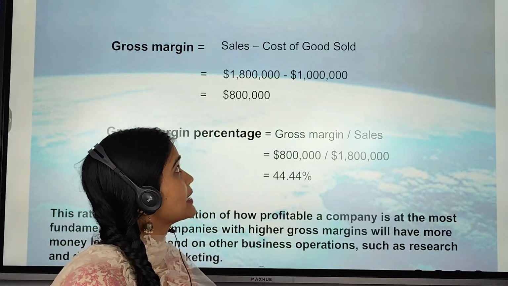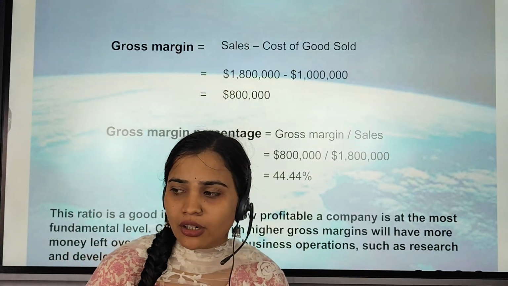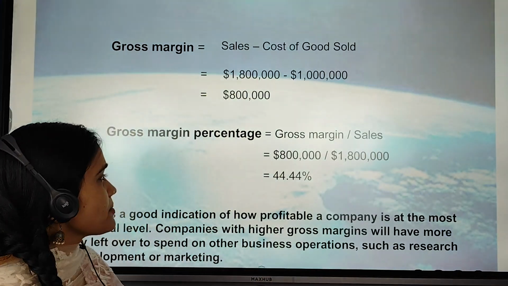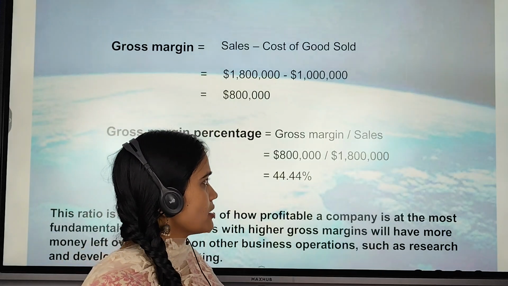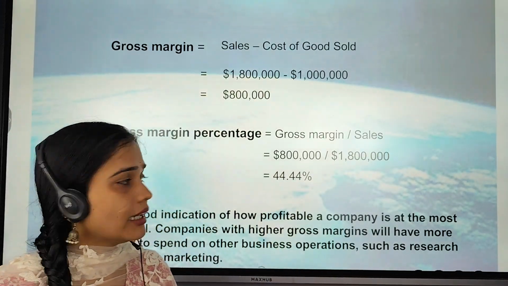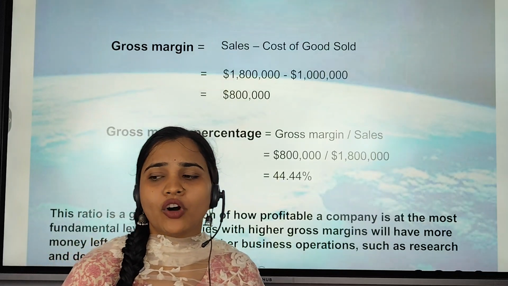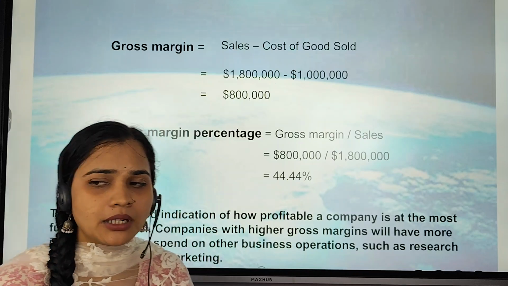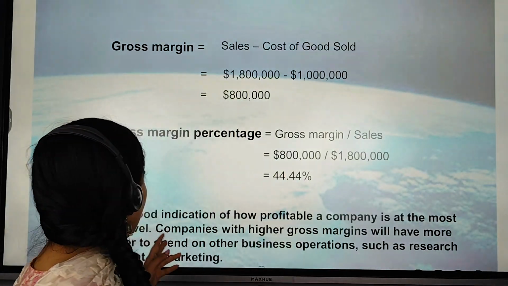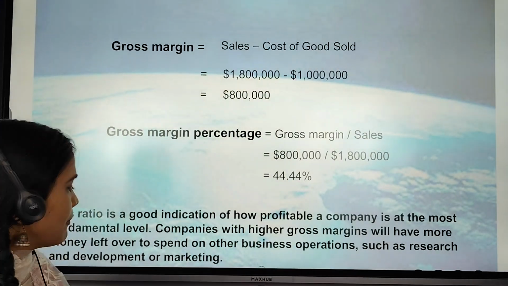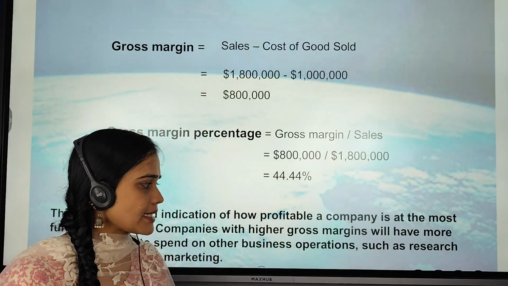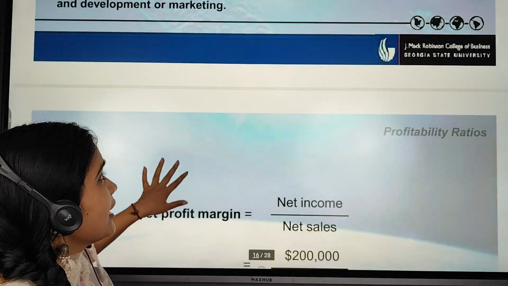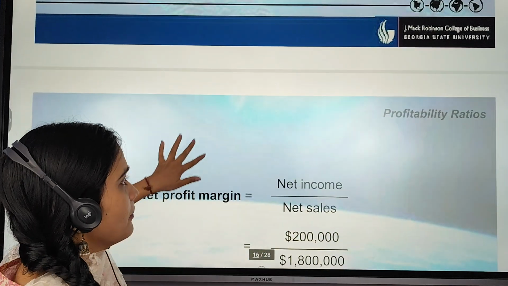In the question, we have given sales, that is our 18 lakh, and COGS is our 1 lakh. So we will get 8 lakh as our gross margin. Next, gross margin percentage. Gross margin upon sales, 8 lakh upon 18 lakh, and the percentage, that is our 44.44%. This ratio is a good indication of how profitable the company is at the most fundamental level. Companies with higher gross margin will have more money left over to spend on their business operations, such as research and development, marketing. Marketing plays an important role in any company's image.